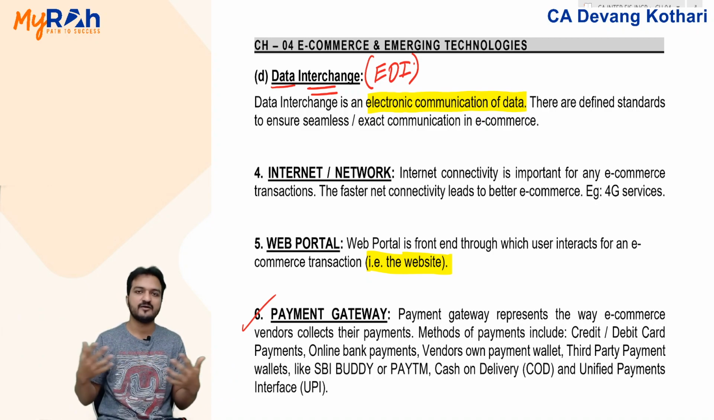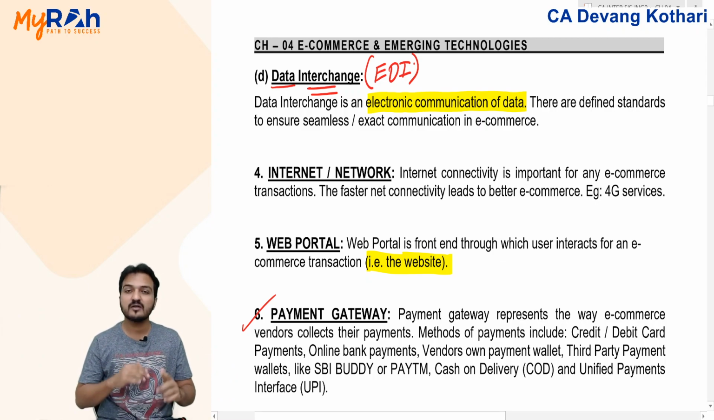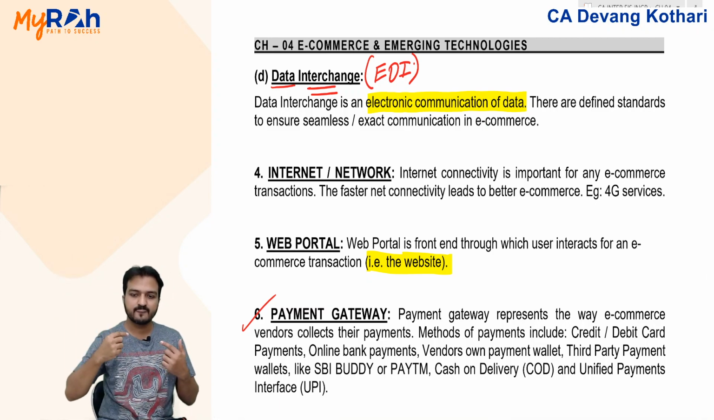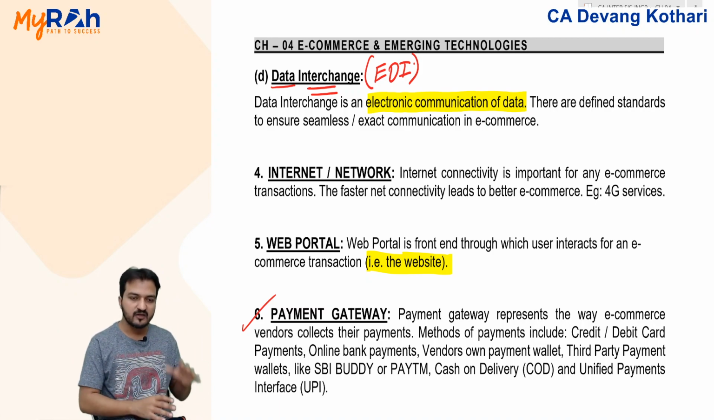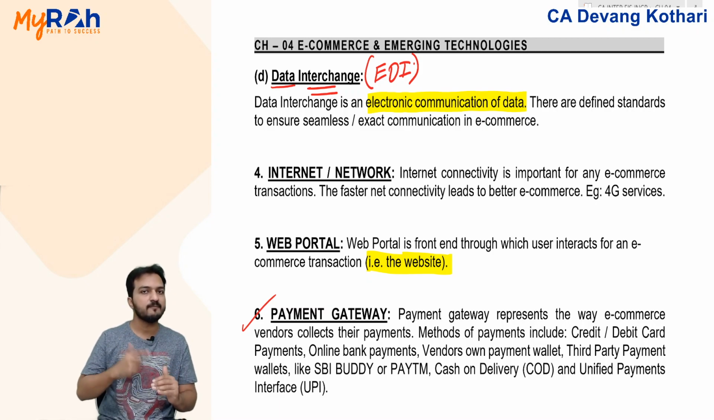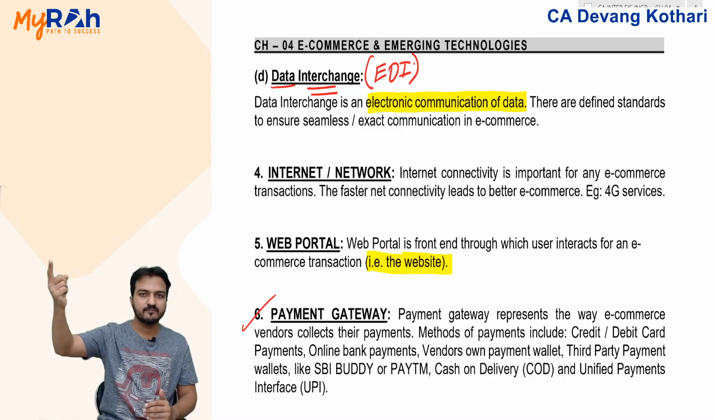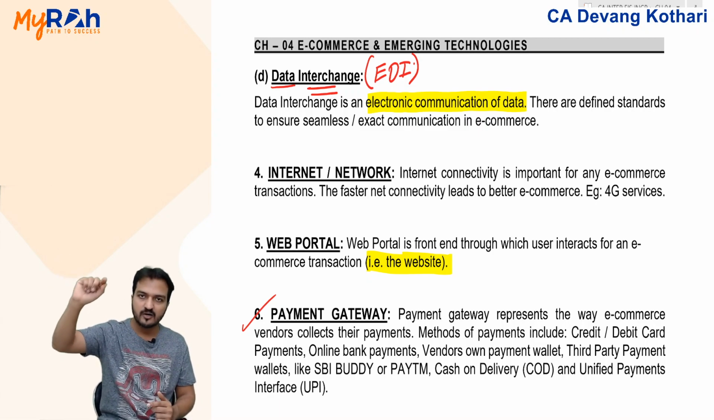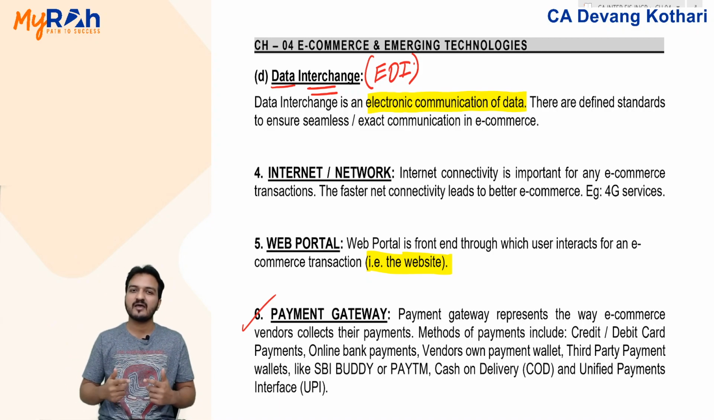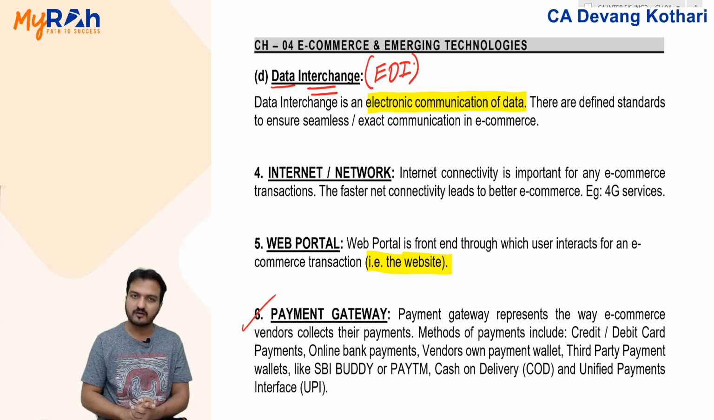EDI is basically an integration, such that my software is integrated with the supplier's software, such that whenever the material stock in my company goes below the reorder level, my software will automatically generate a purchase order and send it to the supplier company, and the supplier company's software will automatically process my purchase order and deliver the material to me. This is basically an automated purchase. These automatic purchases are an example of EDI.